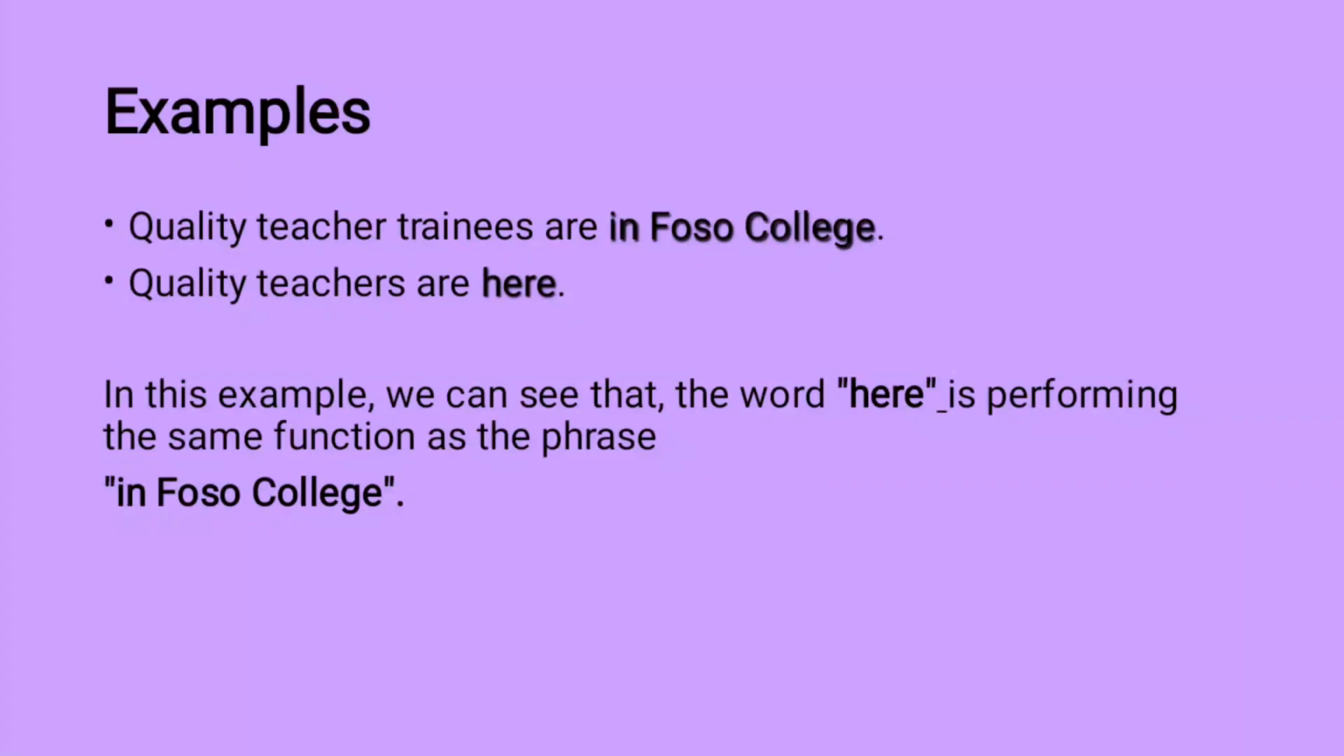Now let's look at some examples. Quality teacher trainees are in Fosu College. In the first sentence, the underlined grammatical unit is in Fosu College. Quality teachers are here. In the second sentence, the underlined grammatical unit is here. In this example, we can see that the word here is performing the same function as the phrase in Fosu College.